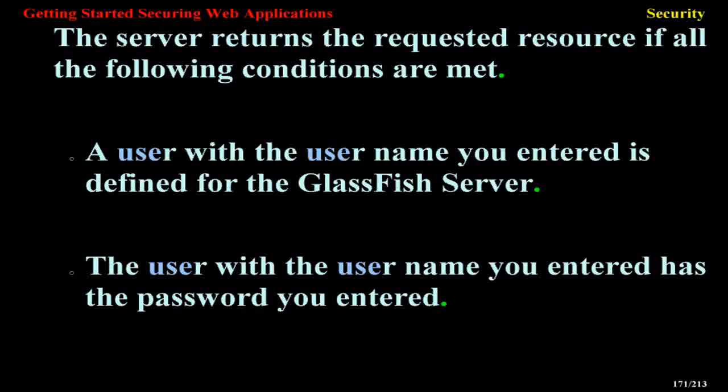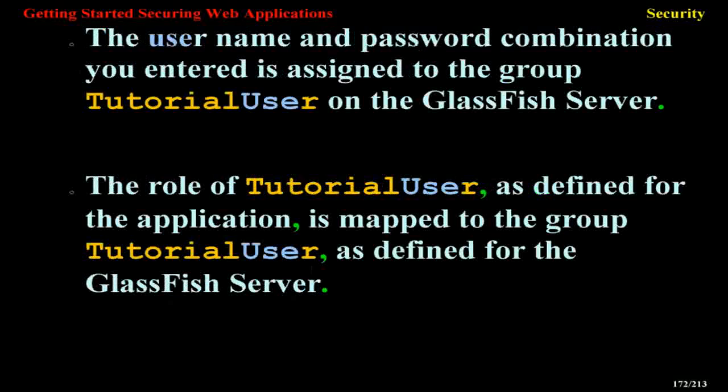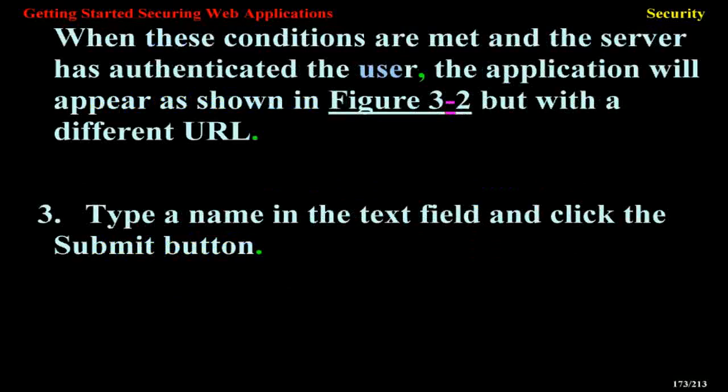A user with the username you entered is defined for the GlassFish server. The user with the username you entered has the password you entered. The username and password combination you entered is assigned to the group tutorial user on the GlassFish server. The role of tutorial user, as defined for the application, is mapped to the group tutorial user, as defined for the GlassFish server. When these conditions are met and the server has authenticated the user, the application will appear as shown in Figure 3-2 but with a different URL.